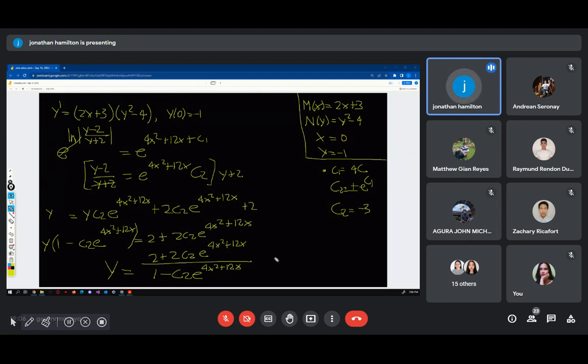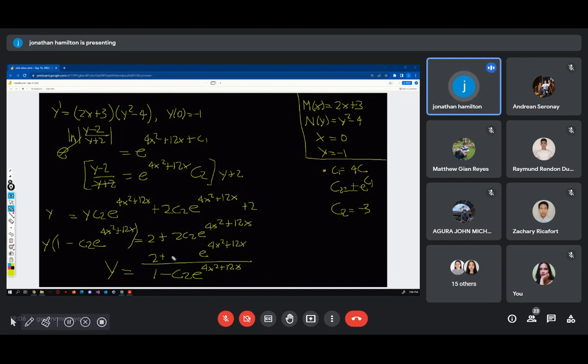Now, mao ni atong final answer sa general equation or general solution. But now that we got our general solution, we need to find the particular solution, which is ego na nato i-substitute ang value of C2. So we could say ang atong value of C2 is negative 3.